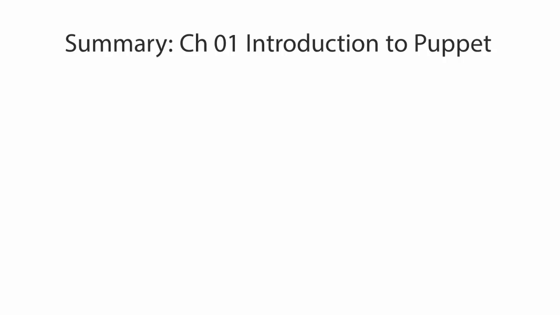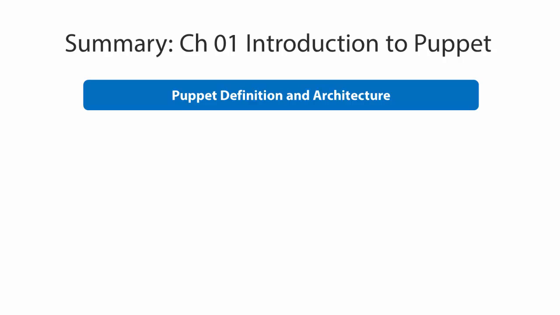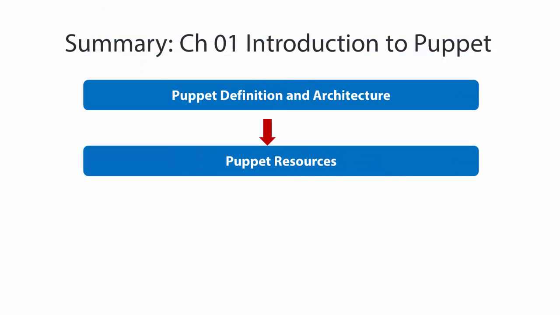Summary, Chapter 1, Introduction to Puppet. At first, I explained what Puppet is and what it consists of, especially three things: Forge, Puppet Master, and Puppet Agent. A Puppet resource is an object managed by Puppet, and in this course, I will cover especially five Puppet resources: file, directory, package, service, and user.